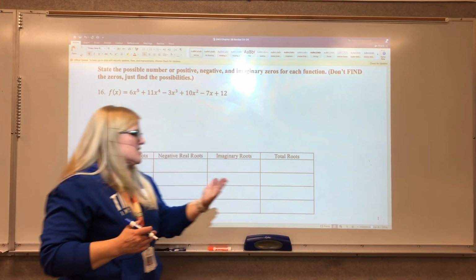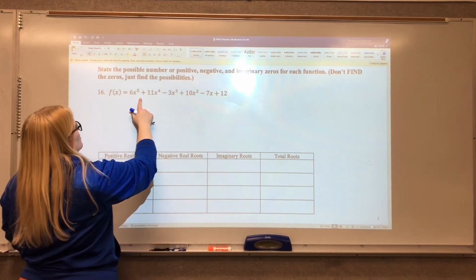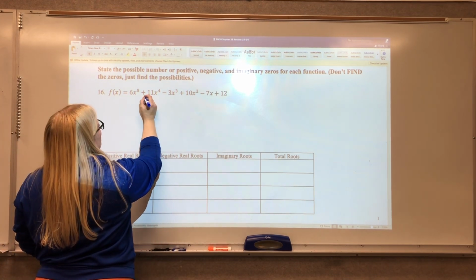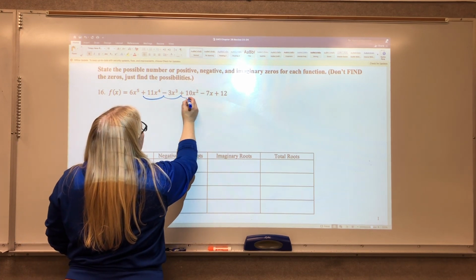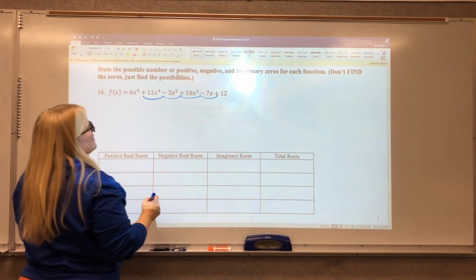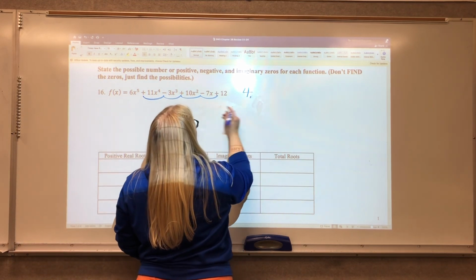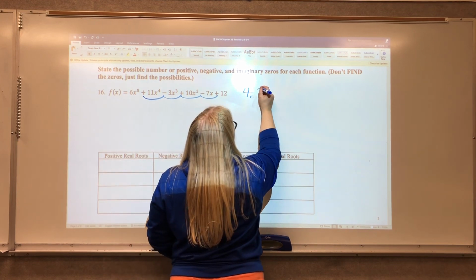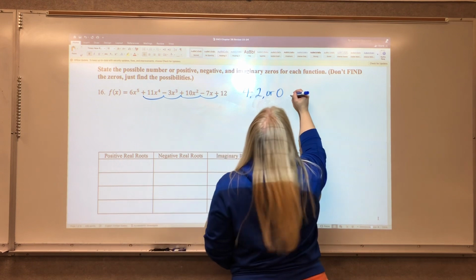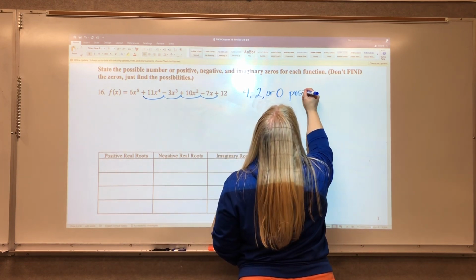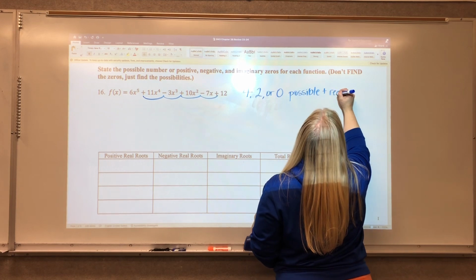All right, so let's start counting the sign changes. Those are both positive, so we don't have one there. We've got one there, one there, one there. Oh, we've got quite a few. So we have 4, and remember we have to keep subtracting 2. So we've got 4, 2, or 0 possible positive real roots.